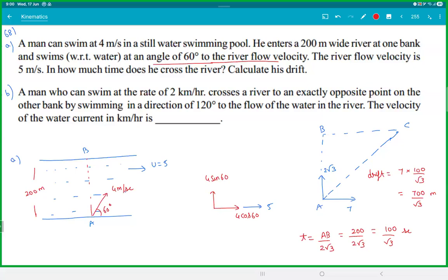So be careful with the angles. He said 60 degrees with the river flow. He didn't say vertical. So the river is going horizontal. You have to take that. Any doubts on this? What about the second part? Let's get that also. Any doubts on the first part? Please ask me.